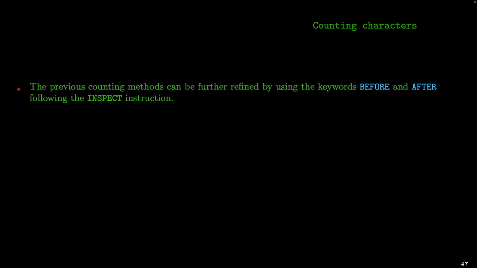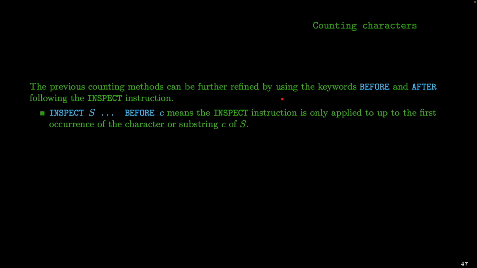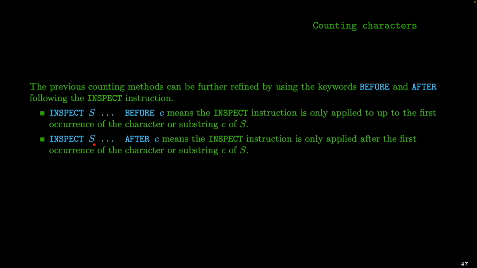We can further refine this counting method by using certain keywords, namely the before and after keyword in the inspect instruction. So the before keyword following the inspect instruction means that inspect is only applied to our string up to the first occurrence of the character C or the substring C within S. And naturally then the inspect instruction followed by after C means that inspect is only applied after the first occurrence of the character or substring C within our string S.